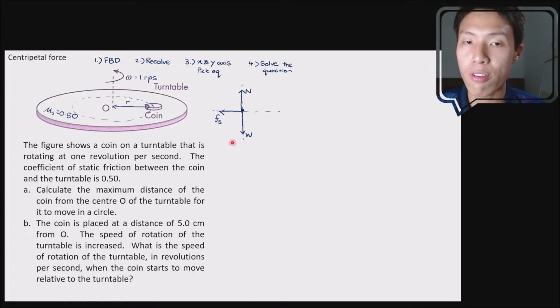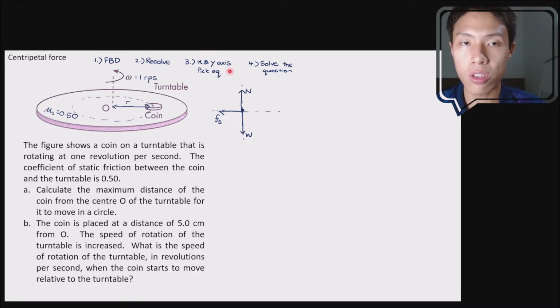So this will be the free body diagram of the coin. Let's move on to the second step, to resolve the free body diagram. Your normal force, your weight, and your static friction are all on the x and y axes, so there's nothing to be resolved over here.